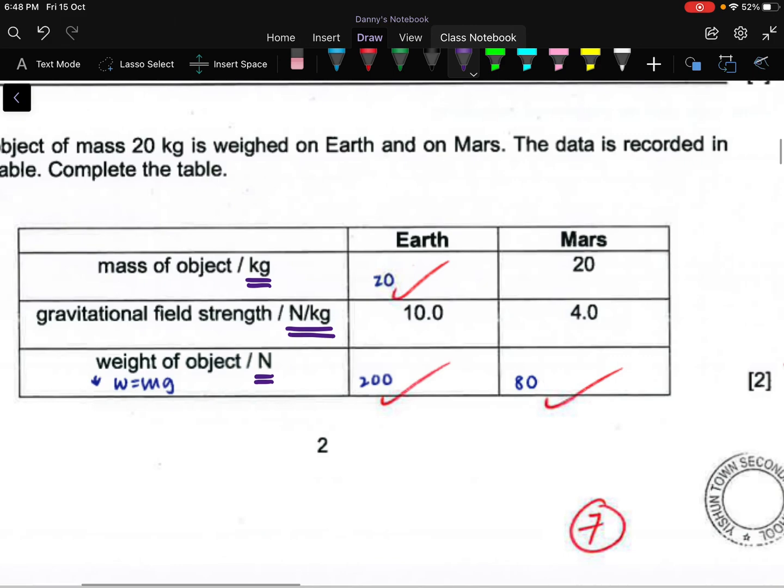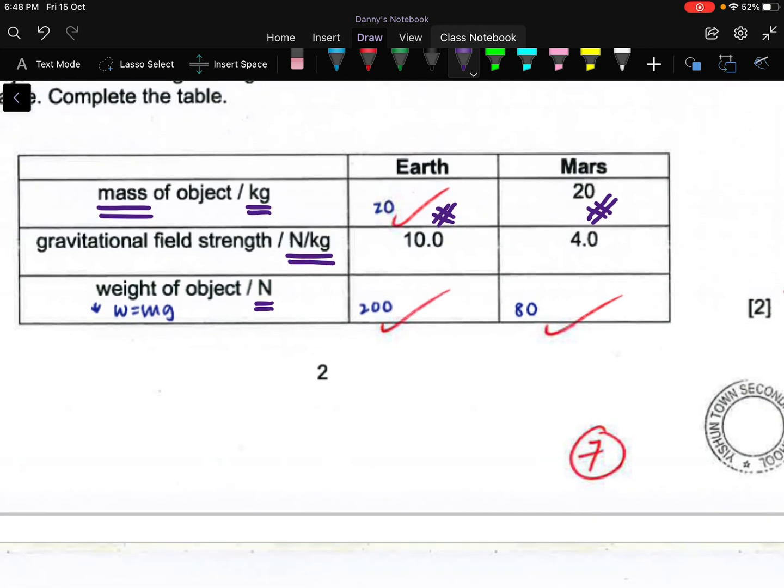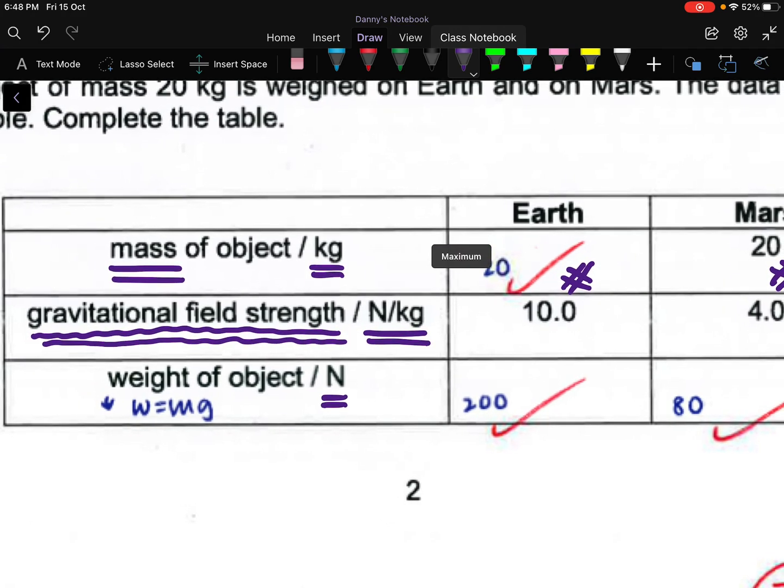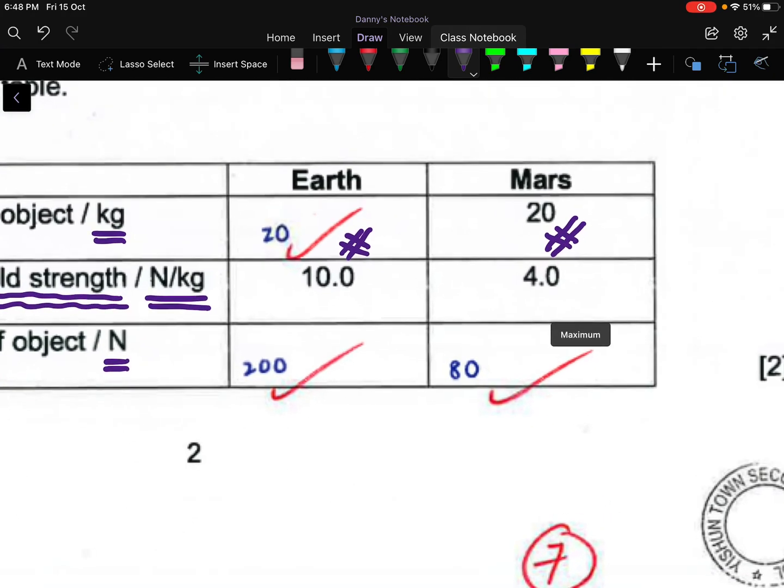So what you need to know is that for mass, whether you are on Earth or whether you are on Mars, you will have the same magnitude. You will have the same 20 kilogram. Okay. As for the gravitational field, it differs from planet to planet. So for Earth, the gravitational field is actually about 10, and for Mars it is 4.